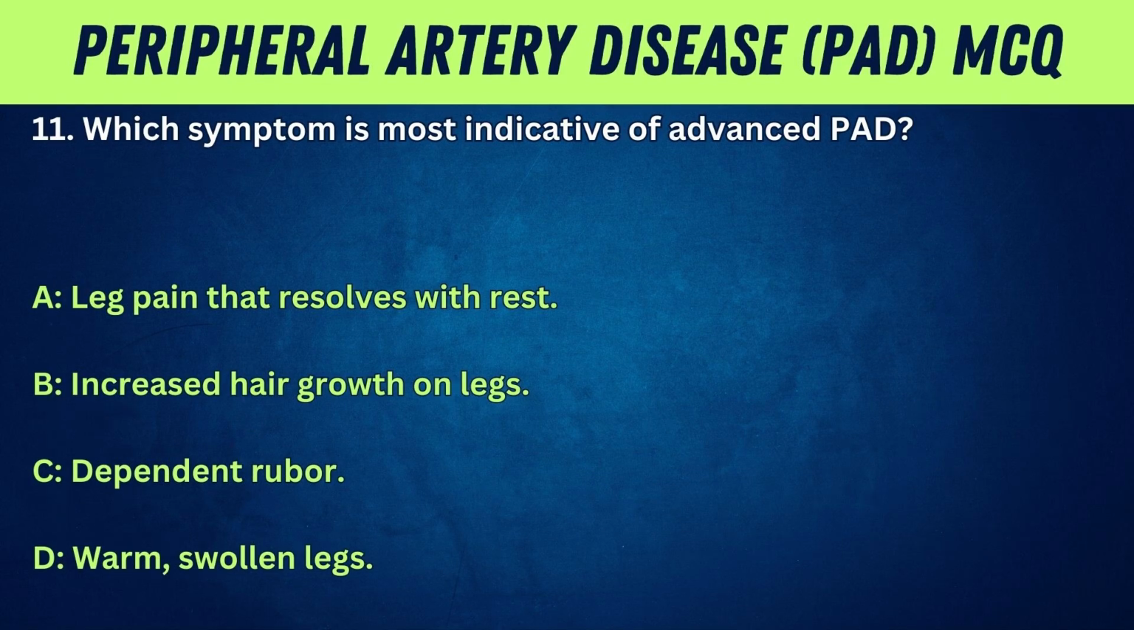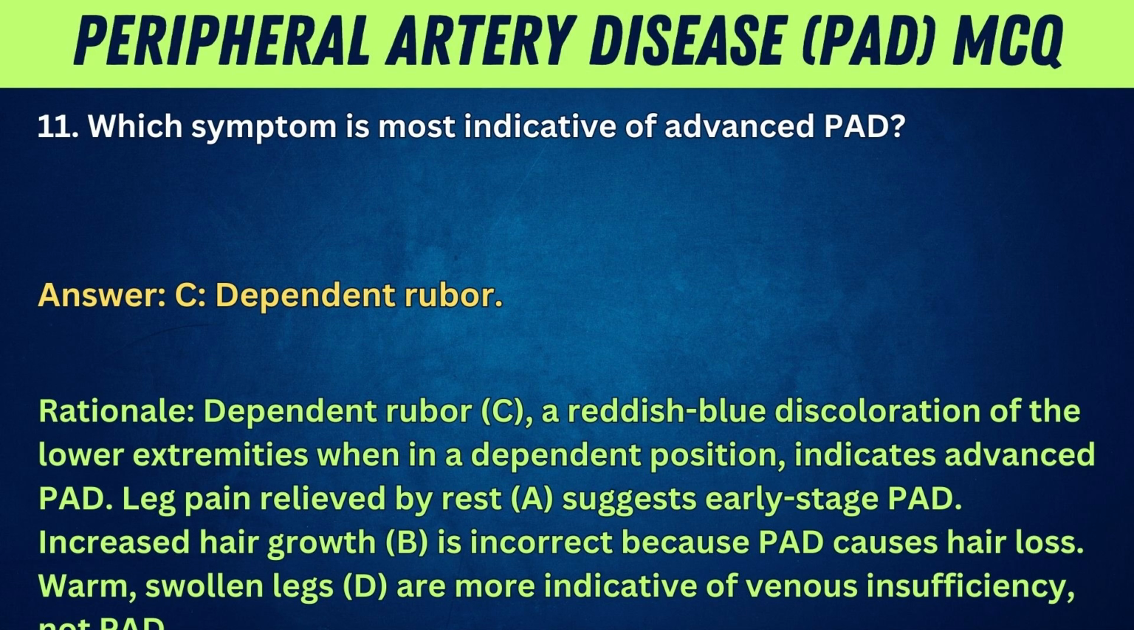11. Which symptom is most indicative of advanced PAD? A. Leg pain that resolves with rest. B. Increased hair growth on legs. C. Dependent rubor. D. Warm, swollen legs. Answer: C. Dependent rubor. Rationale. Dependent rubor, C, a reddish-blue discoloration of the lower extremities when in a dependent position, indicates advanced PAD.